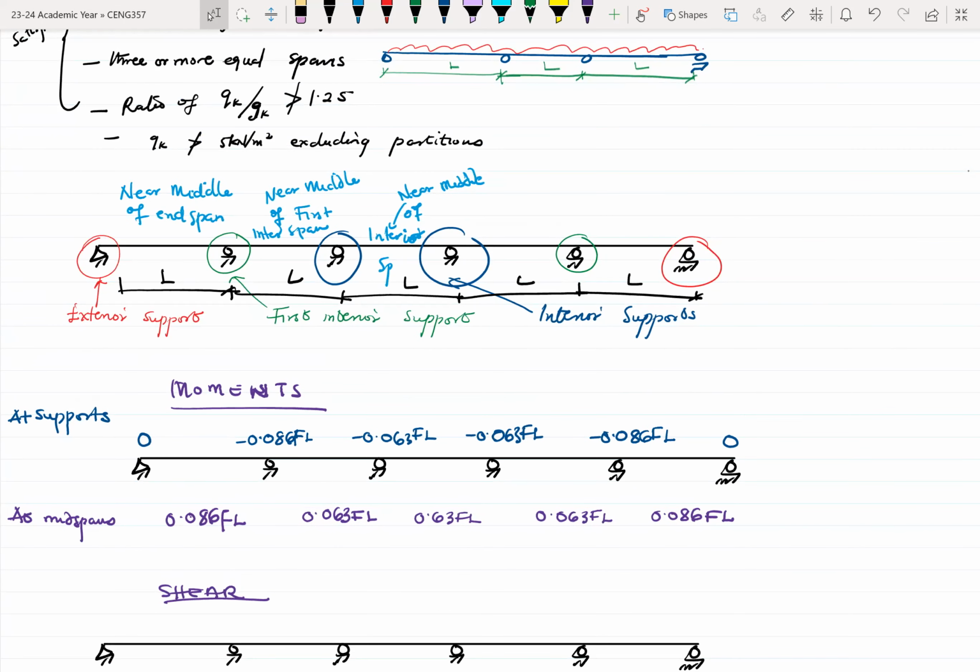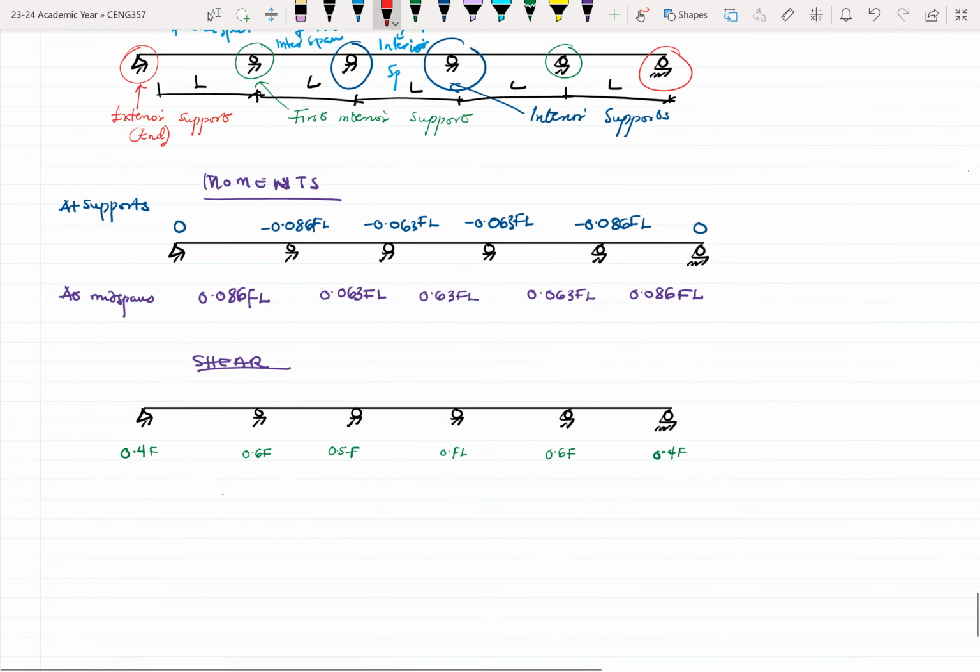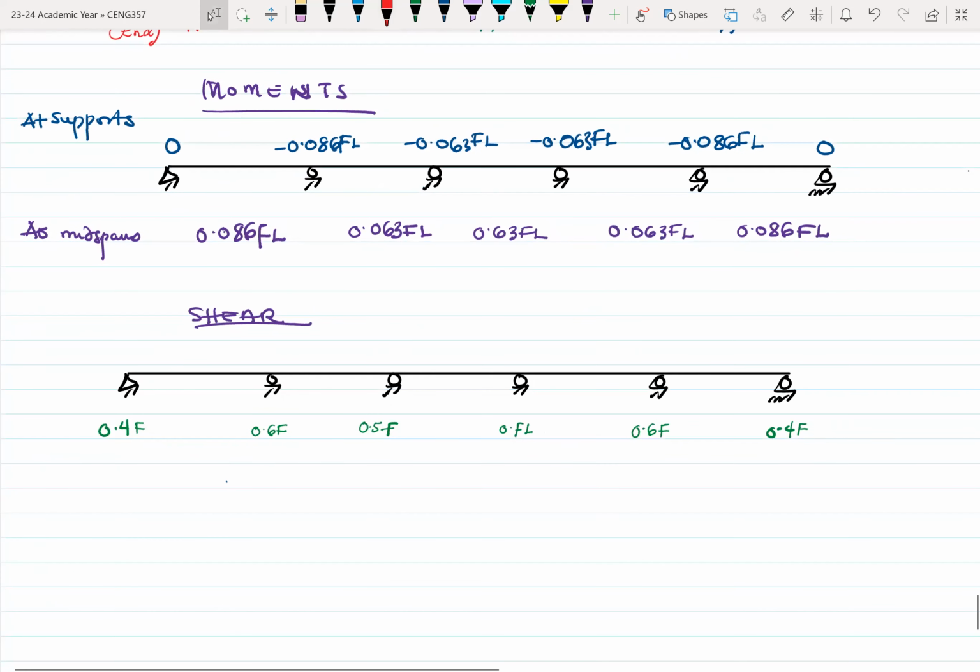So we have this information: the exterior support, the first interior support, and then the interior supports. Then we have also the exterior support or the end support. Sometimes you see the word exterior or the word end being used, and it's right. It's just about the same. So for the moment, these are the simple equations to use to analyze the supports.